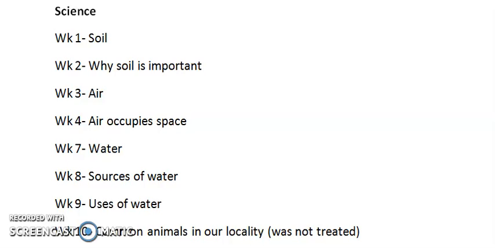And we have 2 sources of water. The sources of water can be divided into 2: natural sources and artificial sources. Examples of natural sources are rain, well, river, stream, brook, spring, borehole. And what are the examples of artificial sources of water? They are tap water, water tanker, underground reservoir. These are the common sources of water.